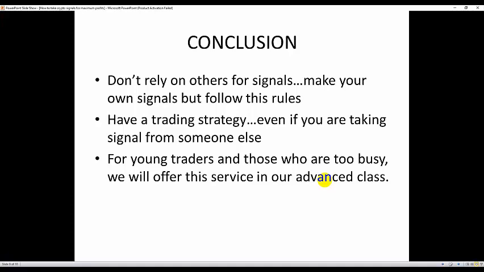For young traders and those who are too busy, we will offer this service in our advanced class. Like we said, when we get to advanced class, everybody must make money, and the easiest way for you to make money is we show you how we come up with our analysis. We give you that same signal, you practicalize it with us. We show you using our Bollinger Band, all the tools we use for our technical analysis, all the tools we use for our fundamental analysis.